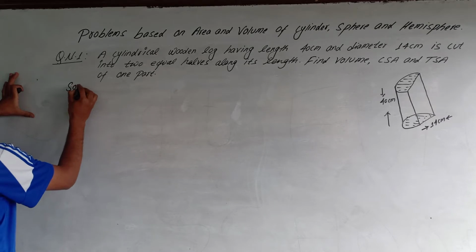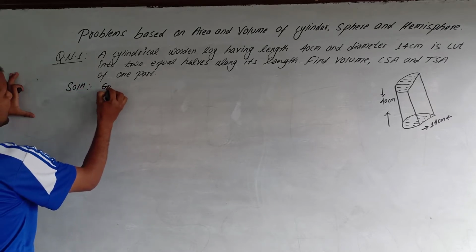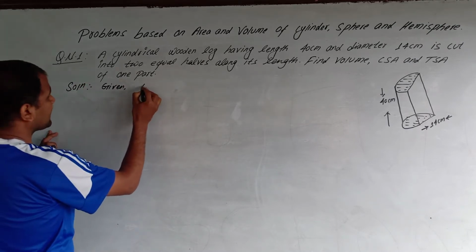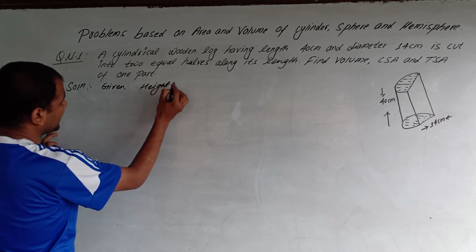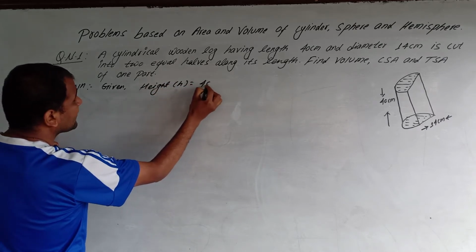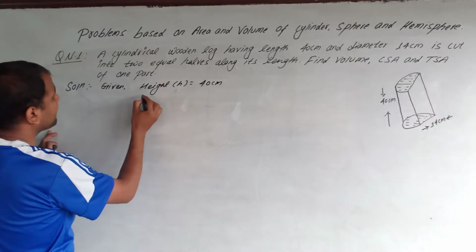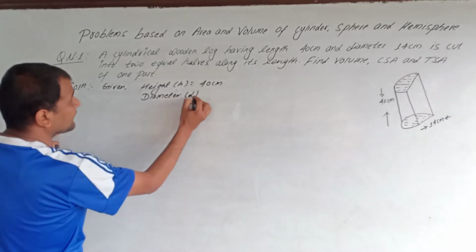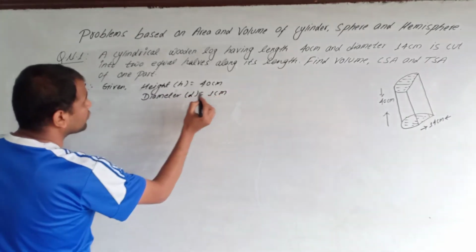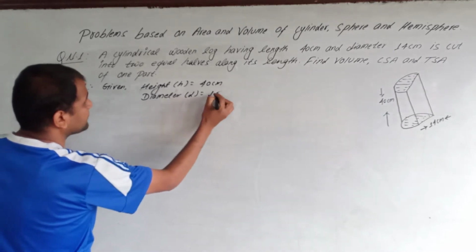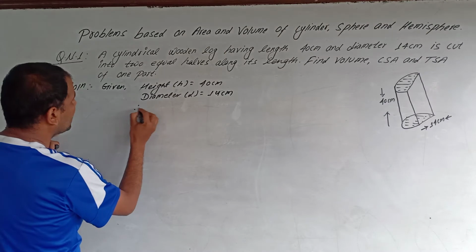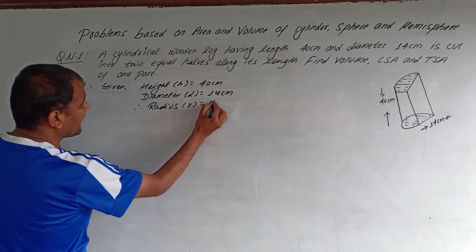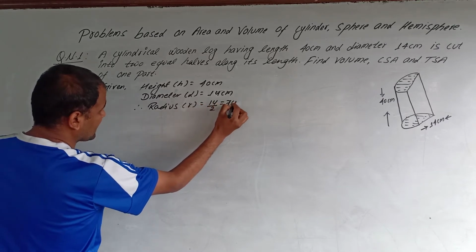So, solution. First we write the given. Length means height of the cylinder. Height of the cylinder h is equal to 40 centimeter and diameter of the base d is equal to 14 centimeter. Therefore radius of the base r is equal to diameter by 2, which is equal to 7 centimeter.